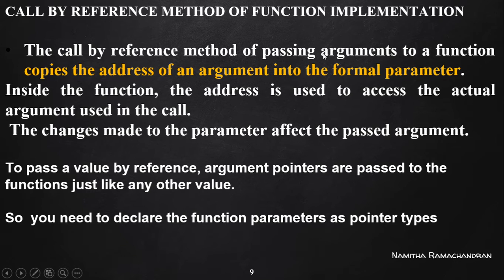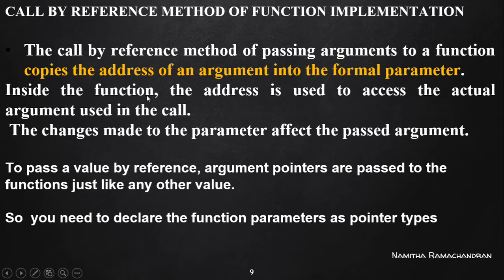The call by reference method of passing arguments to a function copies the address of an argument into the formal parameter. Keep this in your mind. In the call by value method, the actual parameters are copied into the formal parameter. But here in the call by reference method, the address of the argument is copied into the formal parameter. Not the actual value itself, but the address of the argument is copied into the formal parameter.